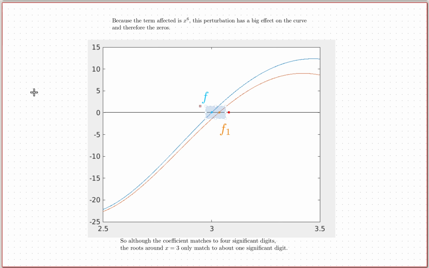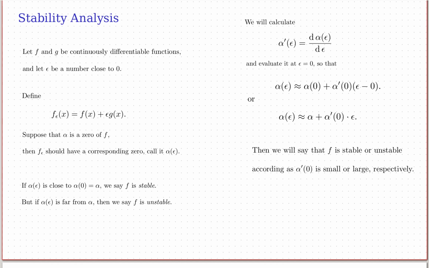So it does seem that in this case, this 0 is not stable, right? For this function, we're seeing an example of a lack of stability. So let's try to do a mathematical analysis of stability.